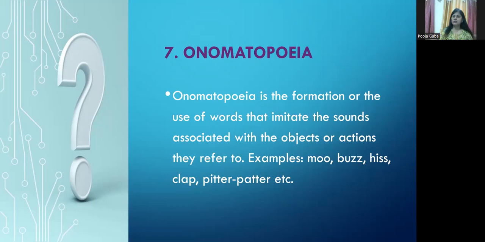Same goes for hiss, moo, pitter-patter. Now, pitter-patter, you know, is a word associated with the sound of raindrops. When we have to speak of it, we say pitter-patter. Otherwise, they normally do not have any other literal meaning other than the sounds only. So these sound words are called onomatopoeia.